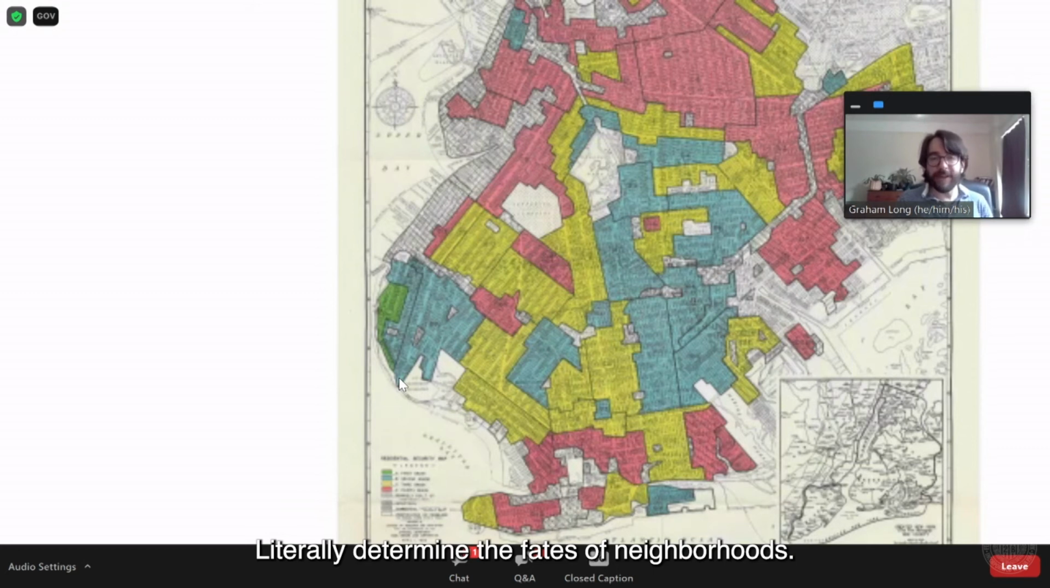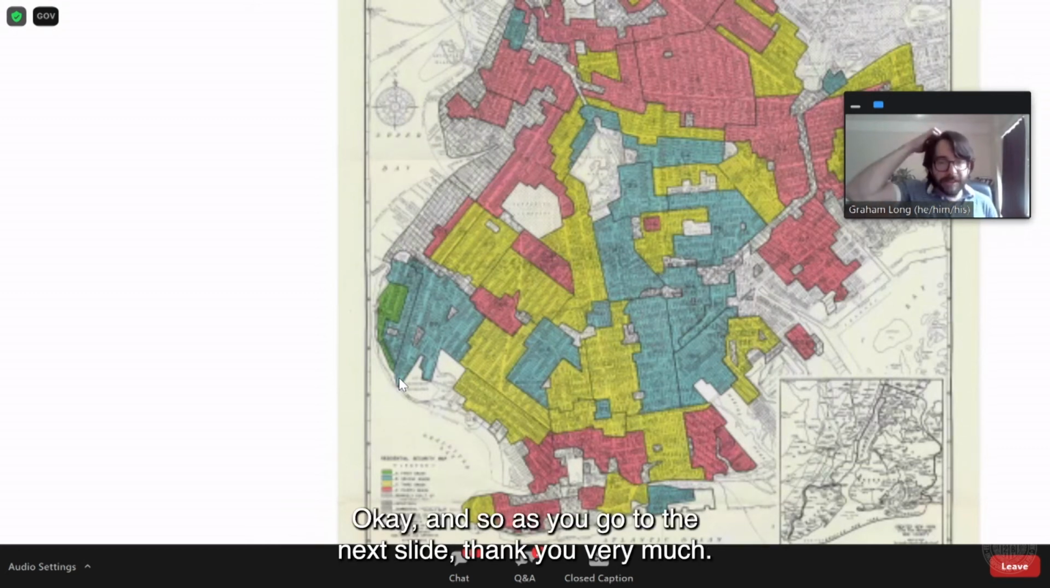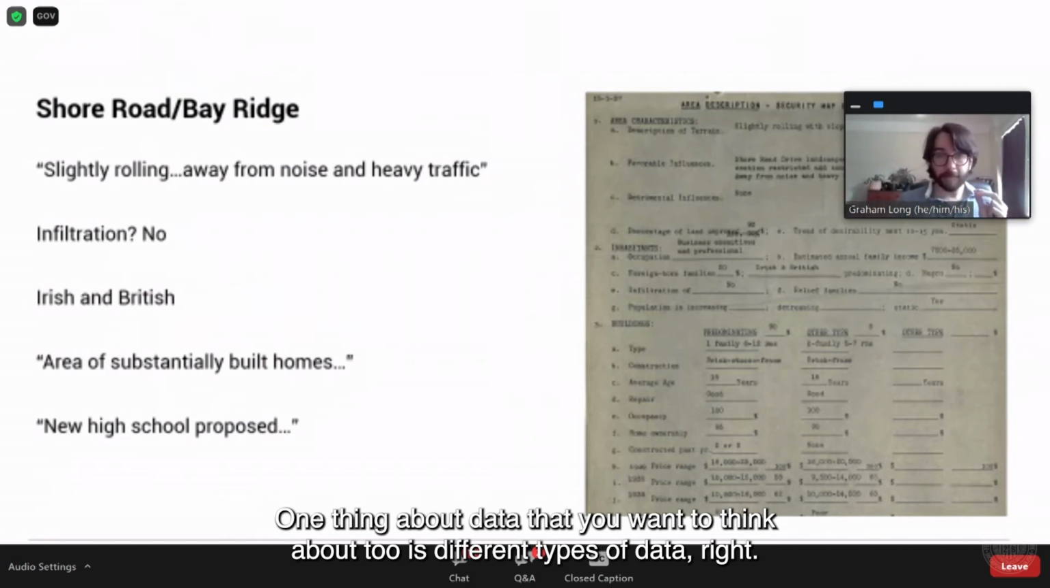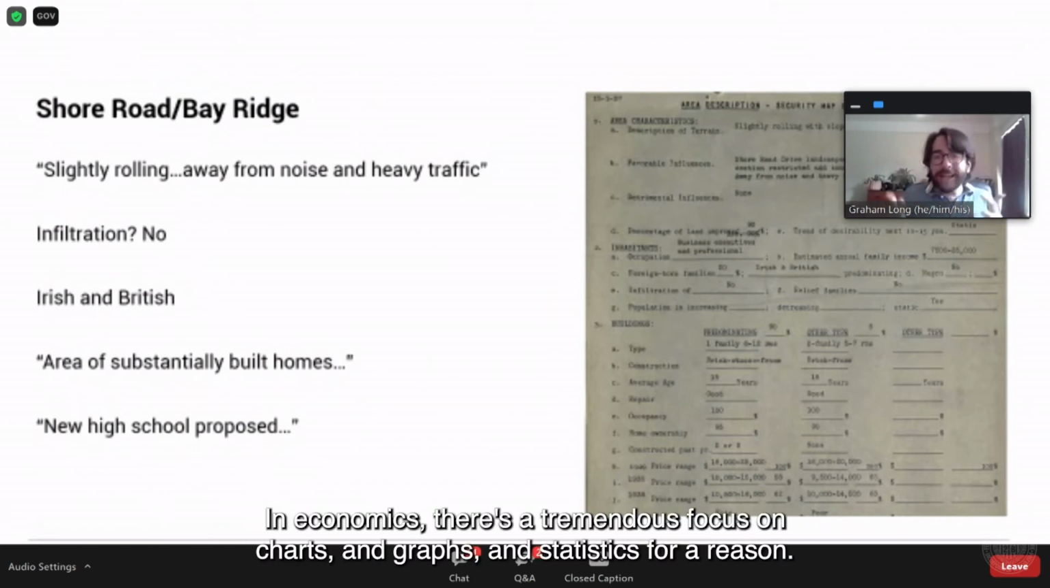Literally determined the fates of neighborhoods. Okay. And so as you go to the next slide, thank you very much. One thing about data that you want to think about too is different types of data, right? In economics, there's a tremendous focus on charts and graphs and statistics for a reason.